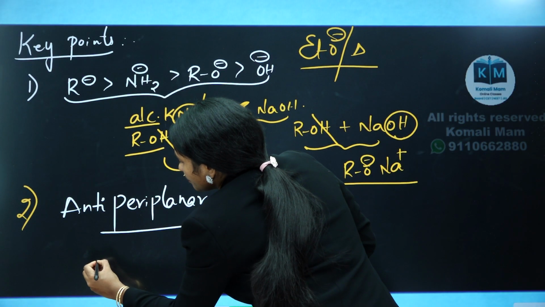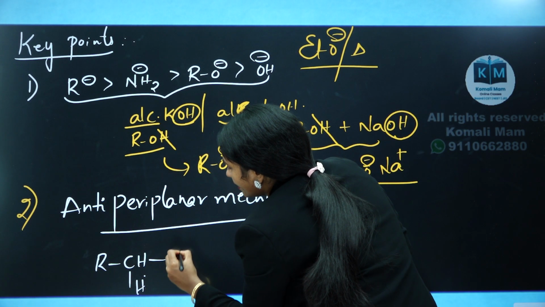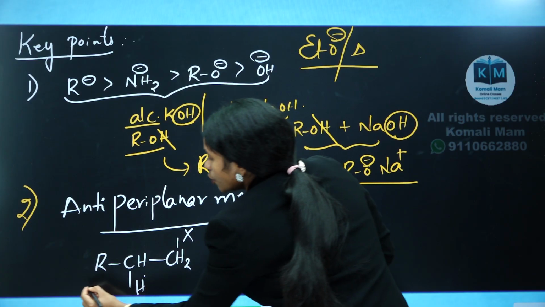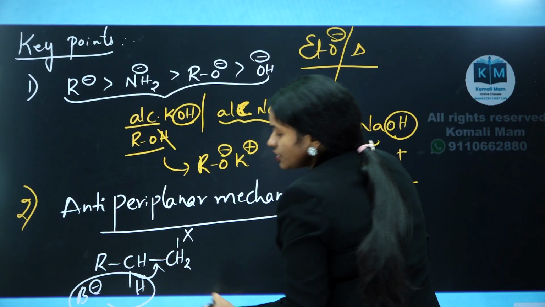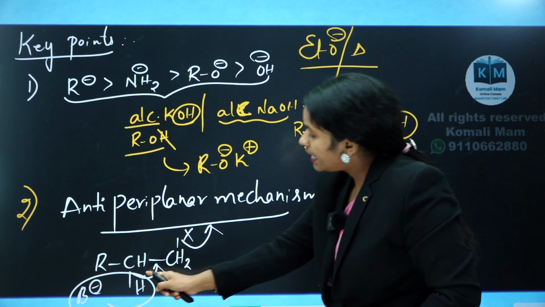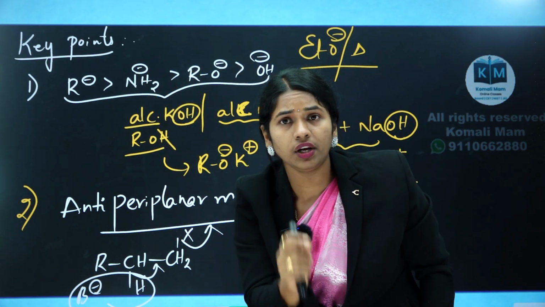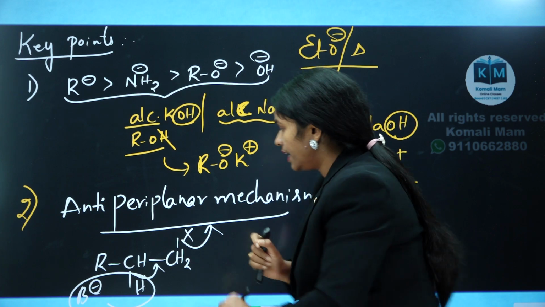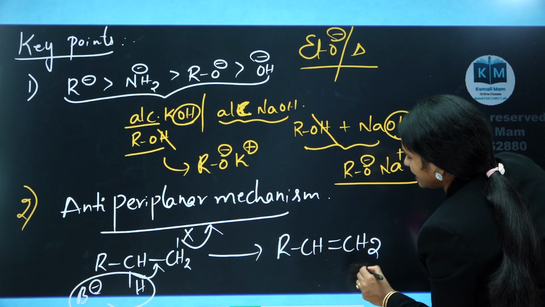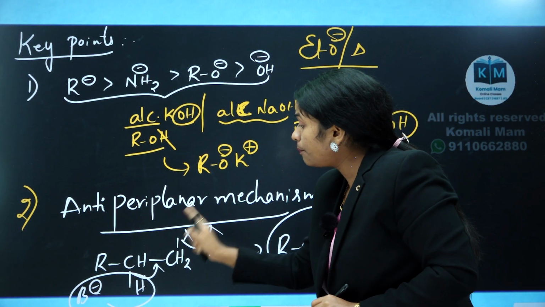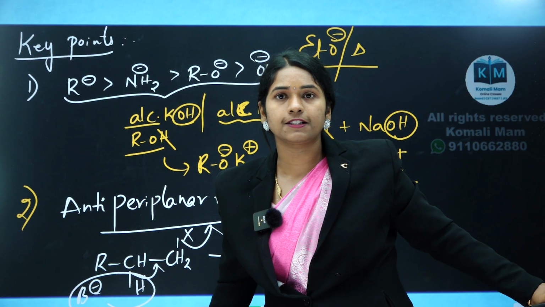For example, here I am writing. See, here hydrogen is there and here one halogen is there. So the base comes, the base abstracts this proton, these two electrons shift here, and it goes here. So here hydrogen is downward and halogen is topward, both are in opposite directions, then only the reaction is possible. Are you understanding? So here I am getting RCH double bond CH2, this is my product. Both should be in opposite directions, then only it is possible, otherwise the reaction is not possible.